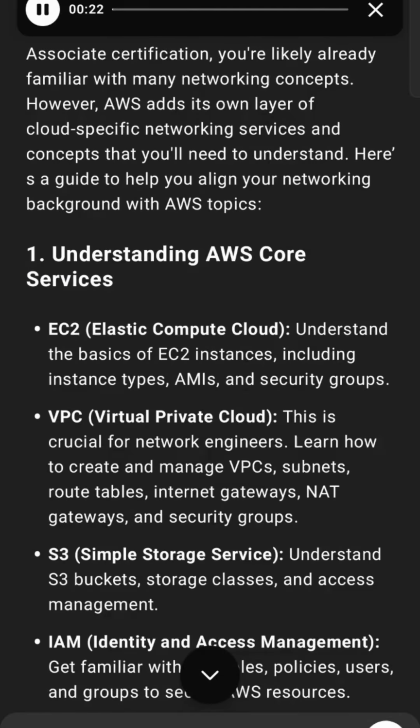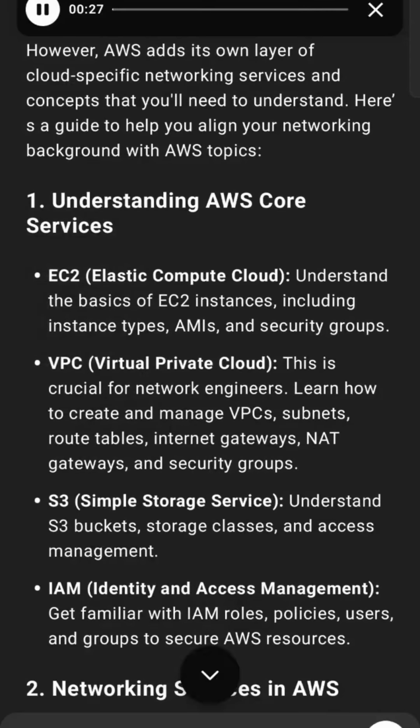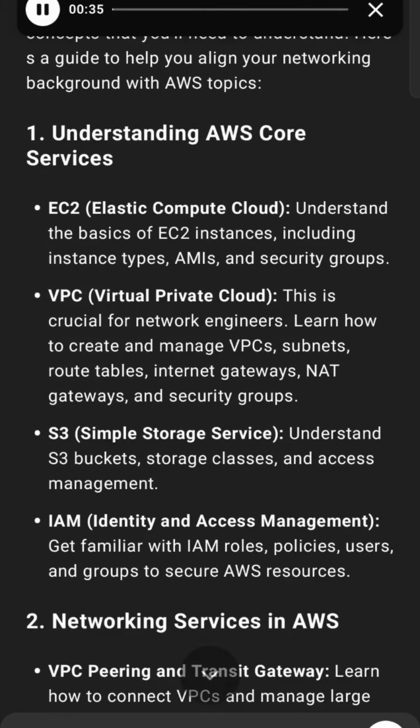1. Understanding AWS core services. EC2, Elastic Compute Cloud. Understand the basics of EC2 instances, including instance types, AMIs, and security groups. VPC, Virtual Private Cloud. This is crucial for network engineers. Learn how to create and manage VPCs, subnets, route tables, internet gateways, NAT gateways, and security groups.